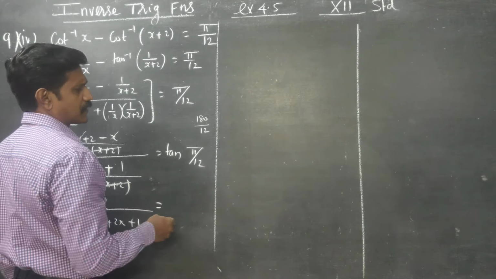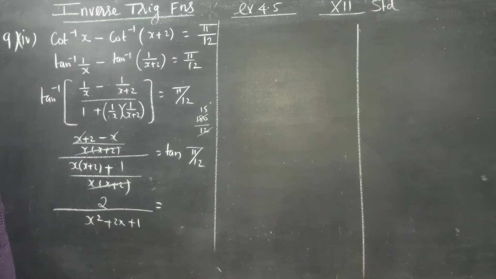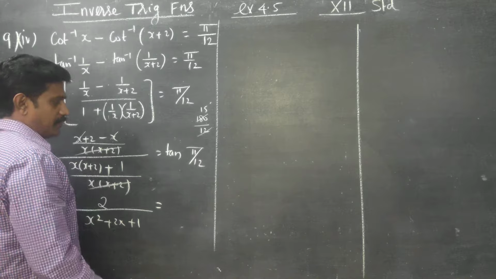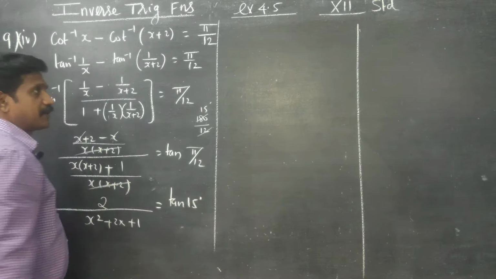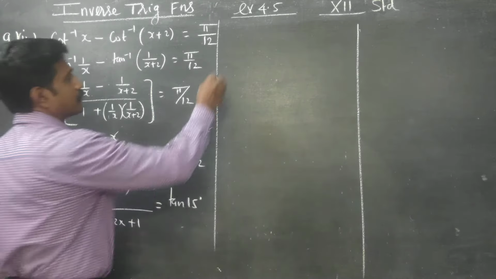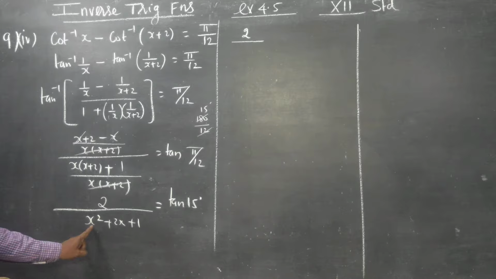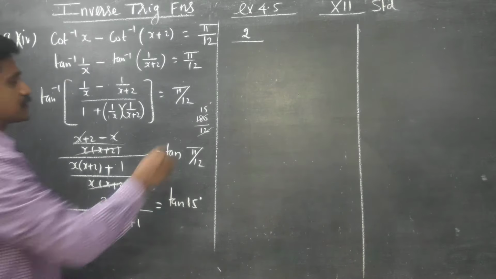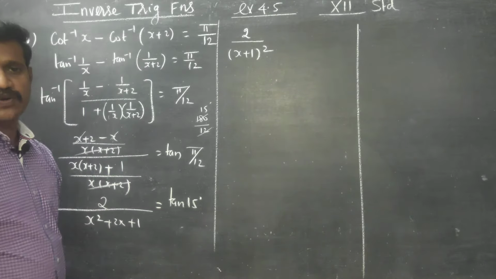180 by 12, how many times will it come? 15 times. This is 15 degree, so this is actually tan 15 degree. Converting radians to degrees will make it easier to simplify. 2 by, what is this formula, a square plus 2ab plus b square, therefore this can be written as a plus b whole square.